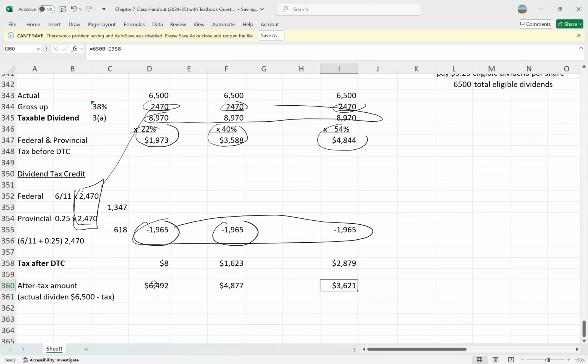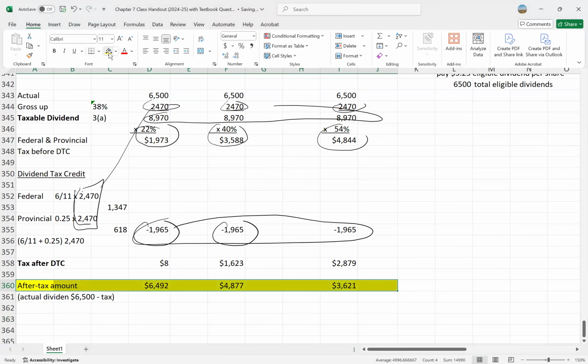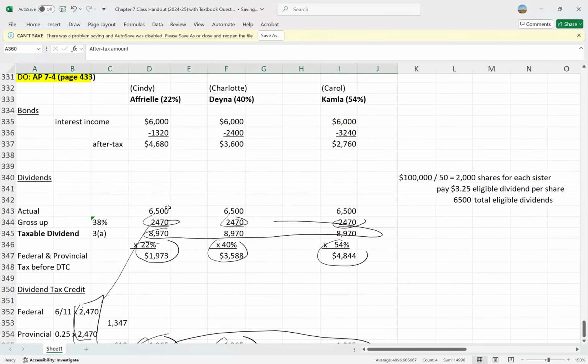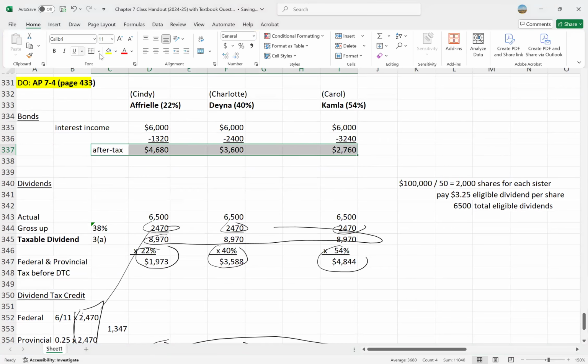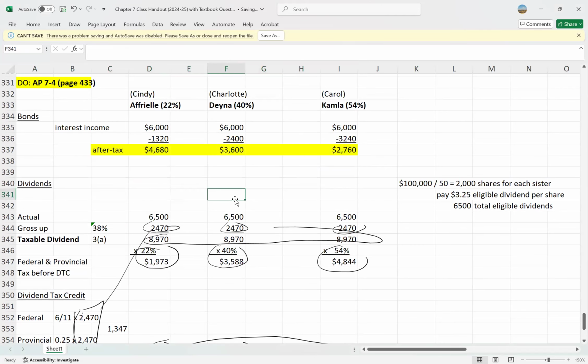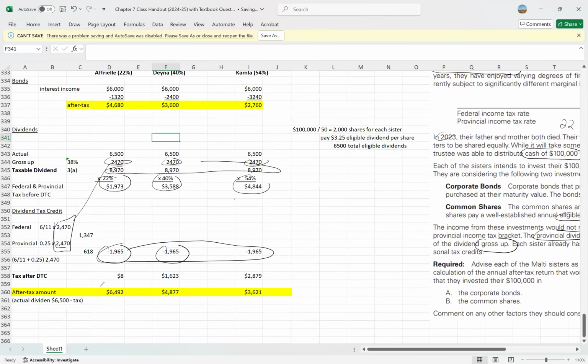And so what you can see here is that they want us to compare the after-tax amounts between the share investments, which will pay dividends, and the bond investment, which will pay interest. And what you'll see is that for each sister, they're better off with the share investment because they're going to have more after-tax cash if they invest in the shares.